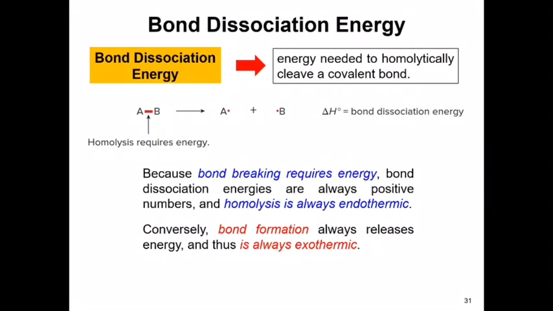Bond dissociation energy, or simply bond energy, is the energy required to break a covalent bond homolytically. So that means that the two bonding electrons here will split evenly among the two atoms involved in that bond. And since bond breaking requires energy, homolysis is always going to be an endothermic process, whereas bond formation is always going to be an exothermic process.